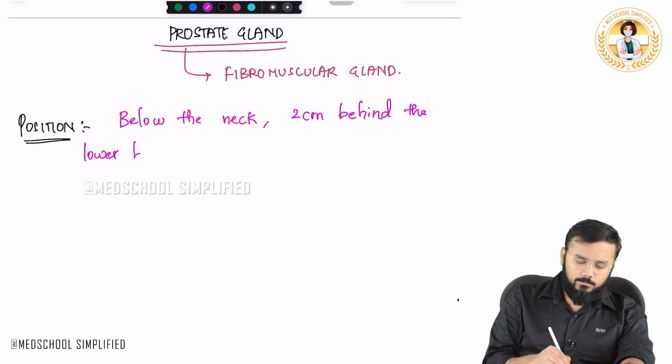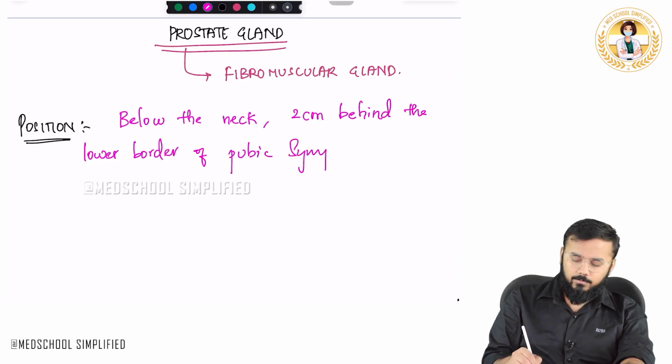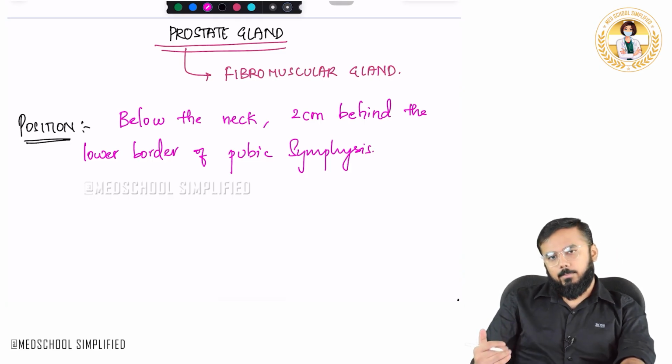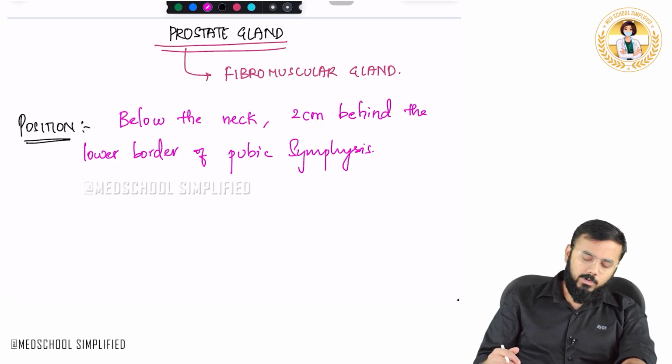Okay, it is present below the neck, 2 centimeters behind the lower border of your pubic symphysis.